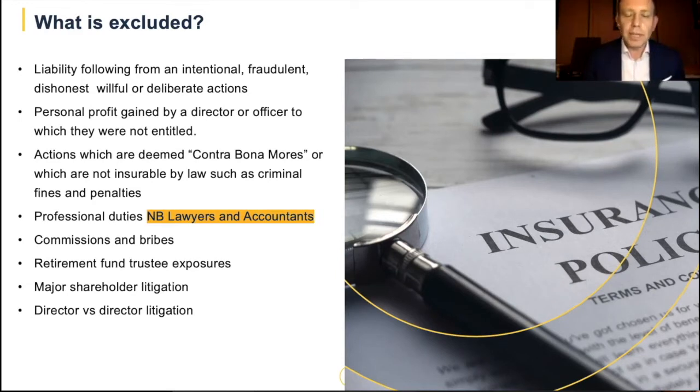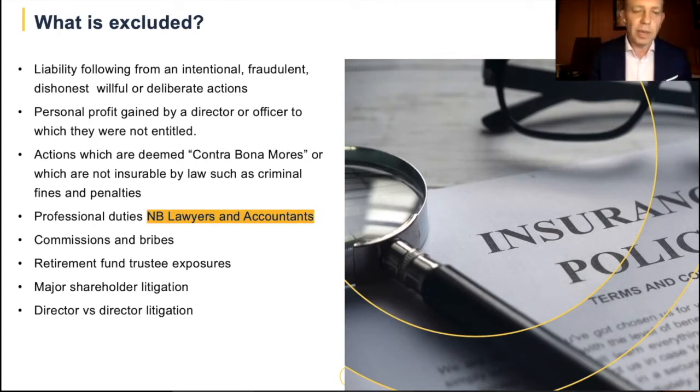So this is where, particularly in a privately owned company, the only director is also the major shareholder. So you might find the underwriters saying, okay, well, we're going to exclude any lawsuits coming from the major shareholder against the director because it's the same person. Or the major shareholder may have an influence on how the business is actually run. But these exclusions can be removed from the policy.